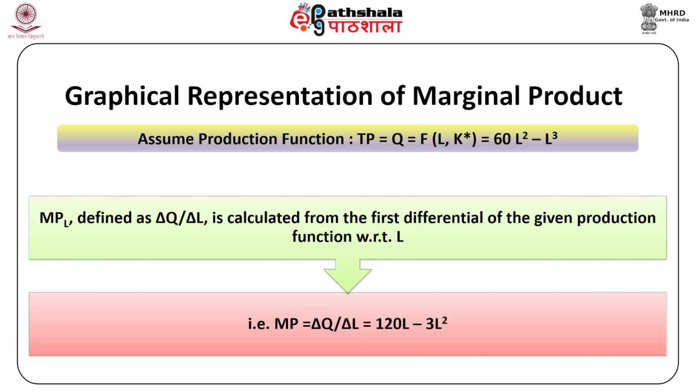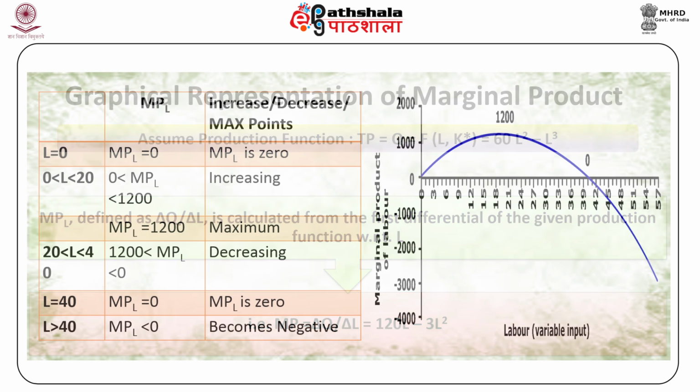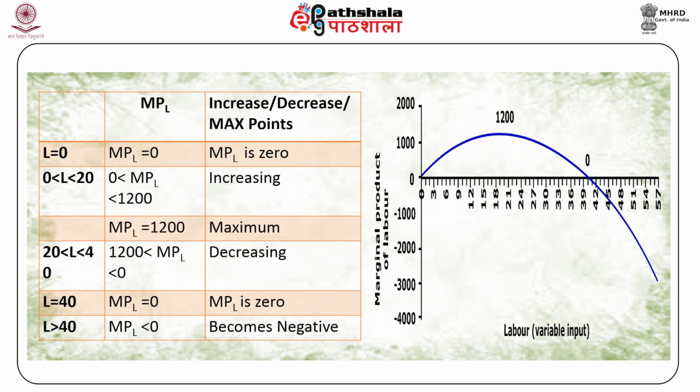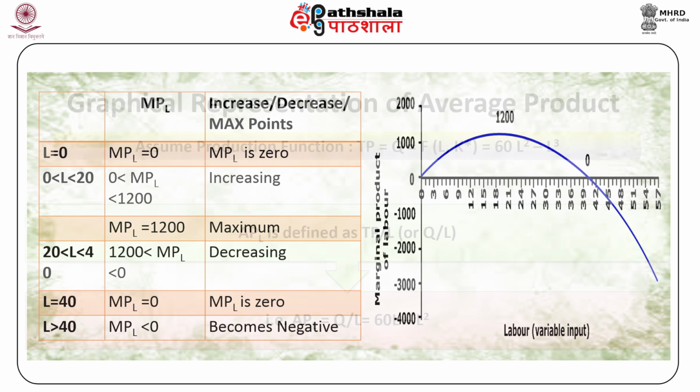Recall, MPL defined as delta Q upon delta L is calculated from the first differential of the given production function with respect to L. That is, MP equals delta Q upon delta L equals 120L minus 3L square. The shape of the MPL curve is plotted in the middle panel of figure 3, while the characteristics of MPL for different levels of labor employed is presented in the middle panel of table 3.